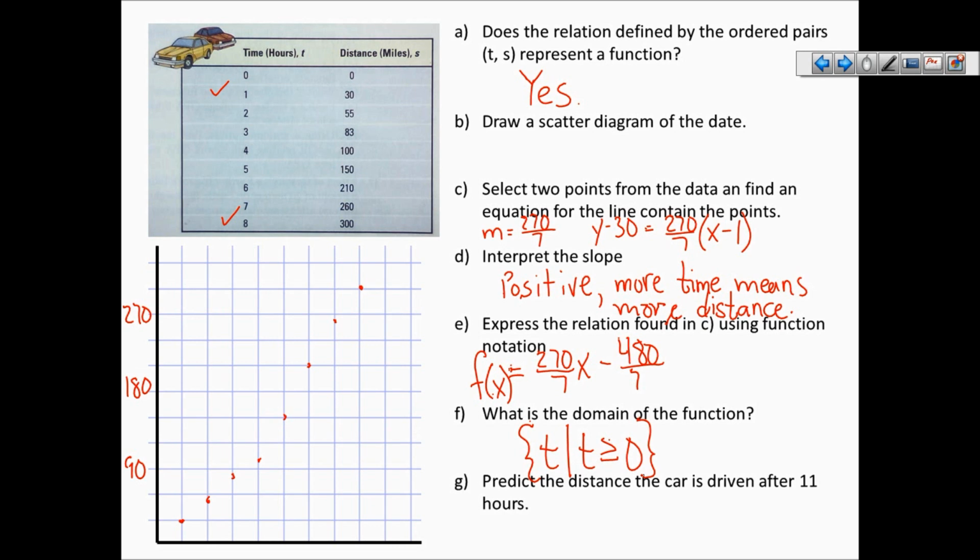Now, part G, we want to predict the distance that the car was driven after 11 hours. Basically, we can use the tool that we made in step E, or if our graph is big enough, we could go ahead and try to make a prediction based on our graph.